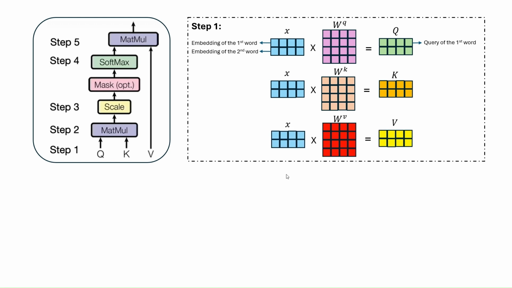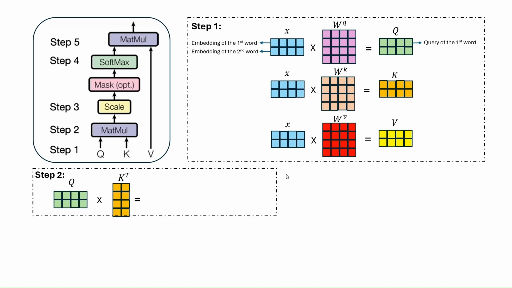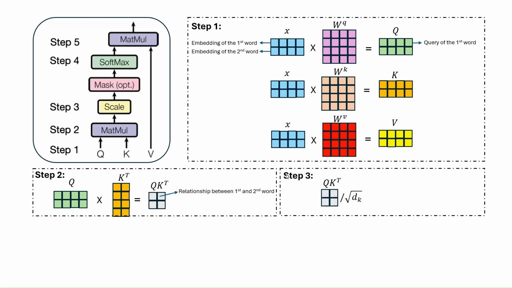In step 2, we compute the similarity between the query matrix and the key matrix. This can be done by multiplying the query matrix by the transpose of the key matrix. This gives us a similarity matrix. For example, the second element in the first row of this matrix shows the similarity or relationship between the first and second word. In step 3, we scale the computed similarity matrix by dividing it by the square root of dk. dk is the number of columns of the key matrix. This prevents the dot products from becoming too large or too small. In fact, it helps to stabilize the gradients during training and improves the overall performance of the model. The next step is step 4.